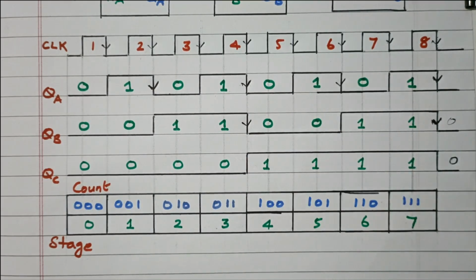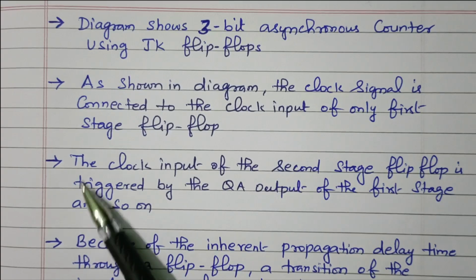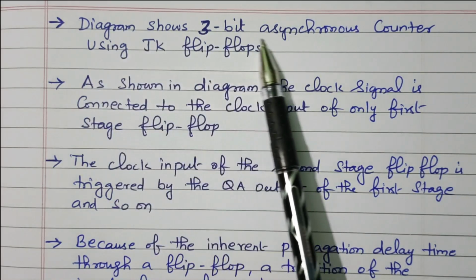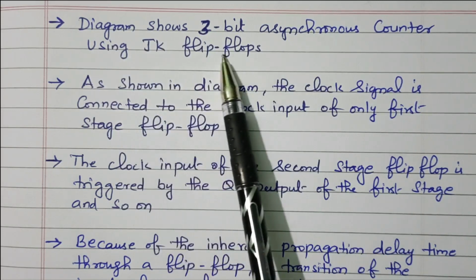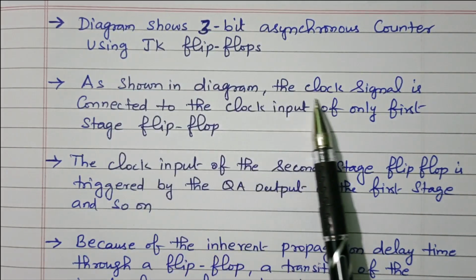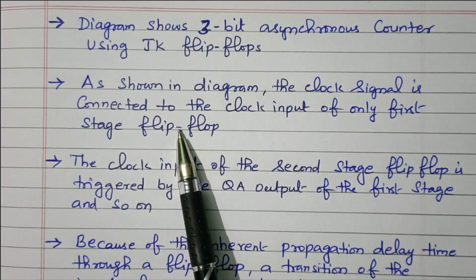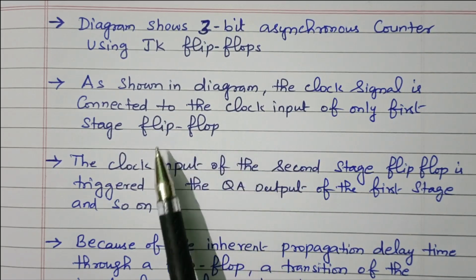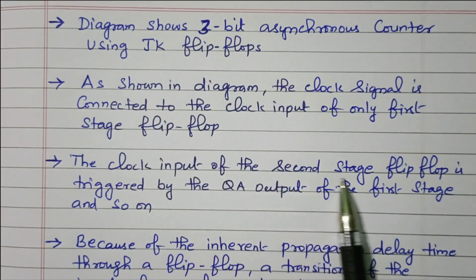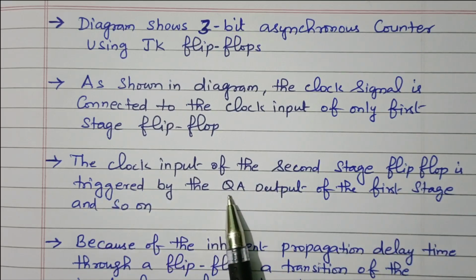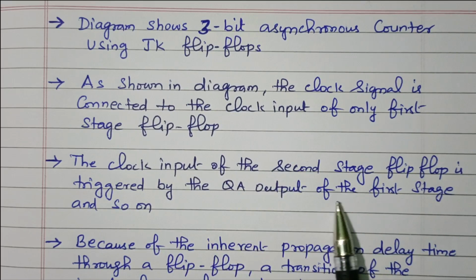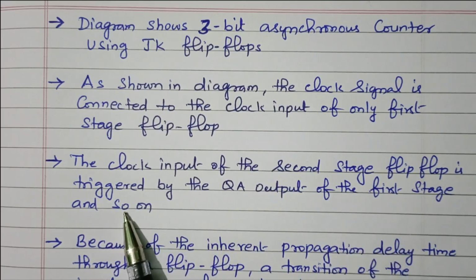Now we'll see the description. So what we discussed, the description is available. The diagram shows a 3-bit asynchronous counter using JK flip-flops. As shown in the diagram, the clock signal is connected to the clock input of only the first stage flip-flop. The clock pulse is given to only the first flip-flop. The clock input of the second stage flip-flop is triggered by QA, the output of the first flip-flop, and so on. So for the first flip-flop, the clock pulse is given, and the second flip-flop takes the output from the first flip-flop, and it keeps on connecting.